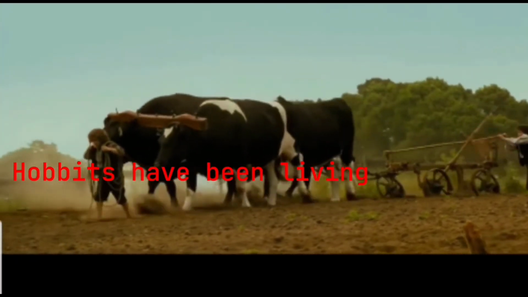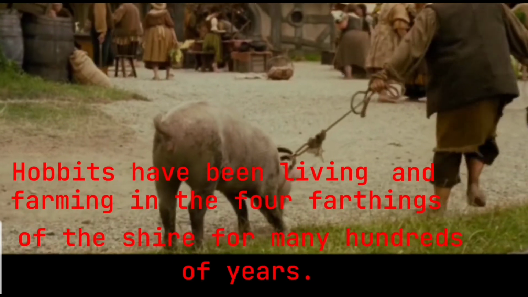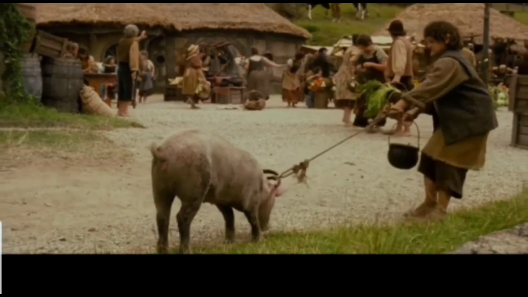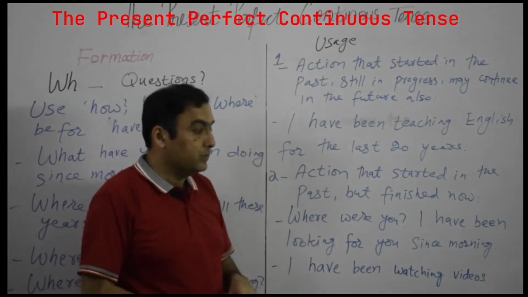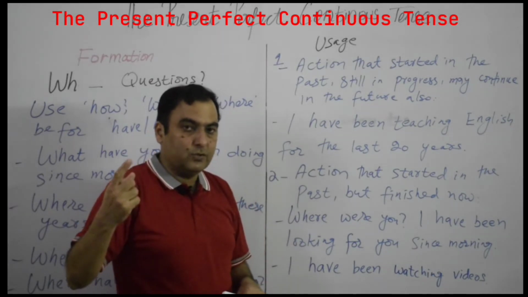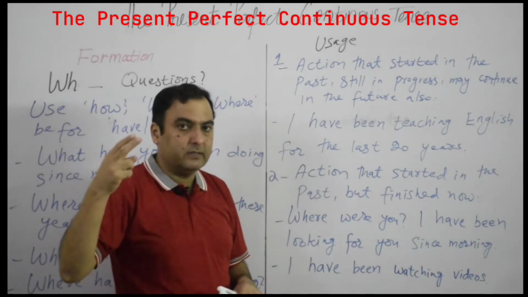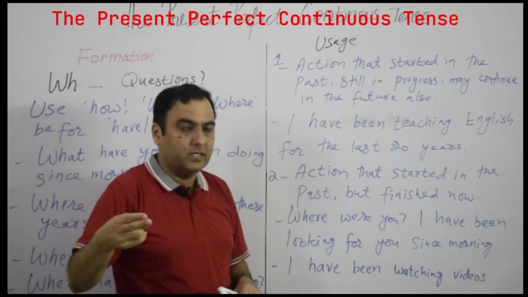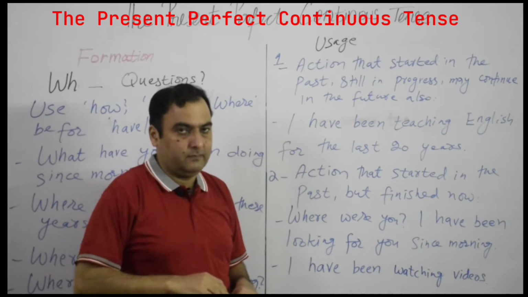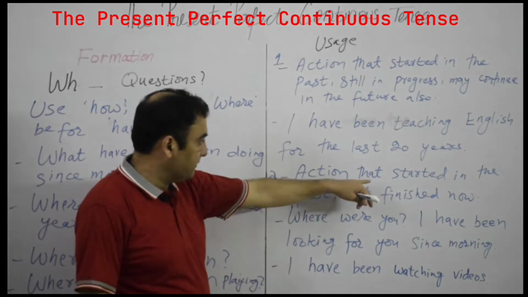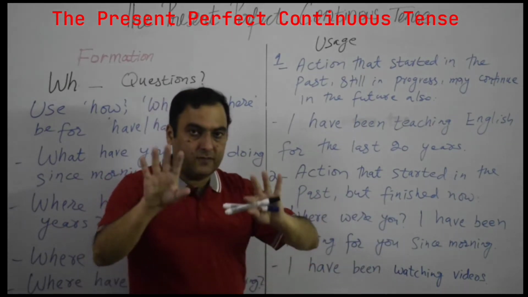Hobbits have been living and farming in the 4 farthings of the Shire for many hundreds of years. Quite content. The next usage is, this tense is used for an action which started in the past, but it's not continuing now. It has finished. Started in the past, and that action is finished now.